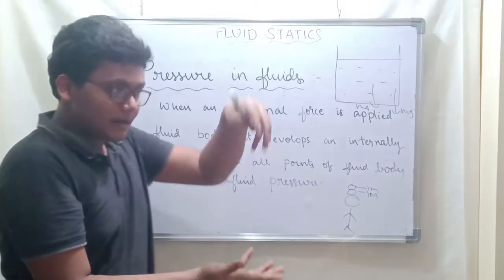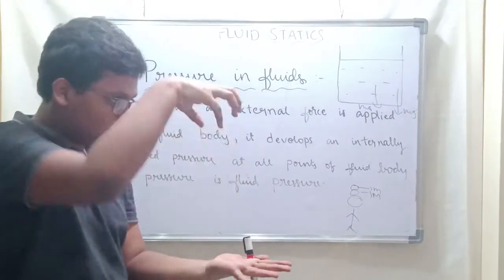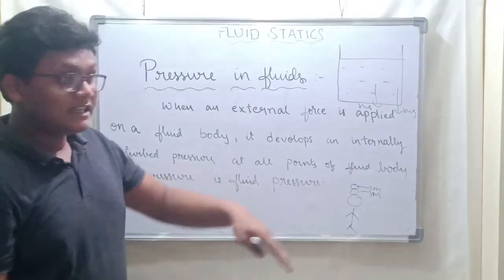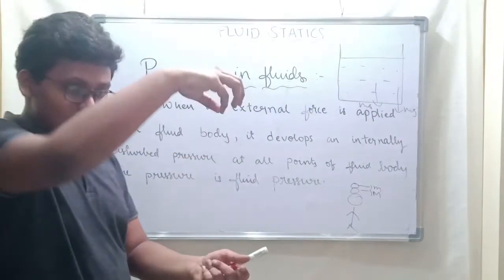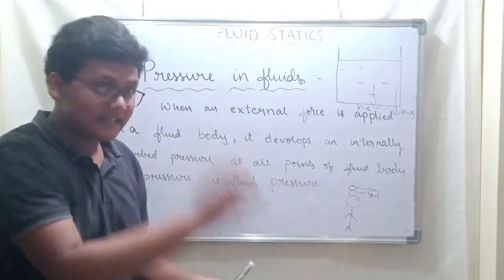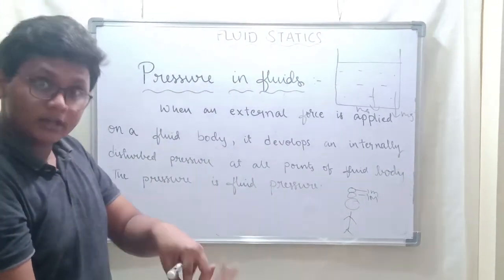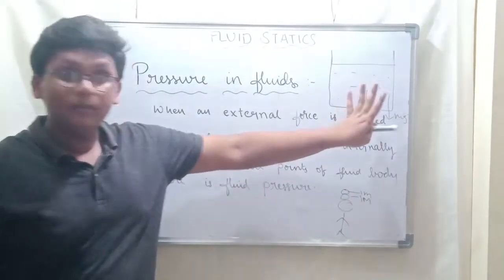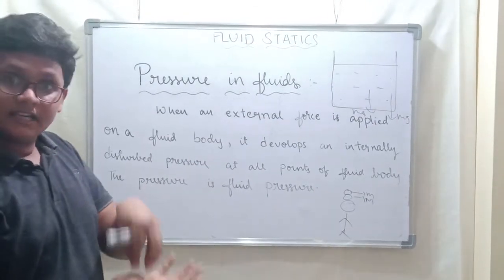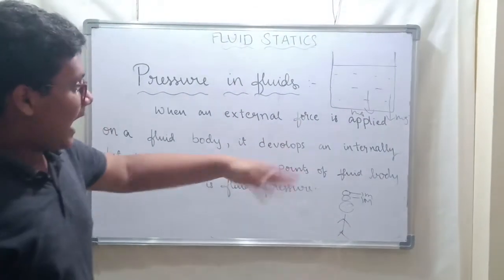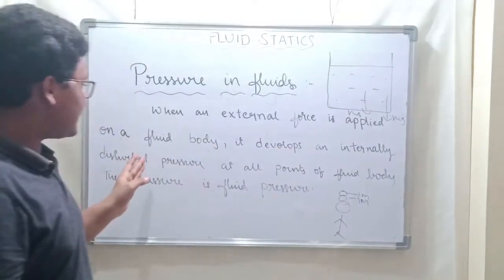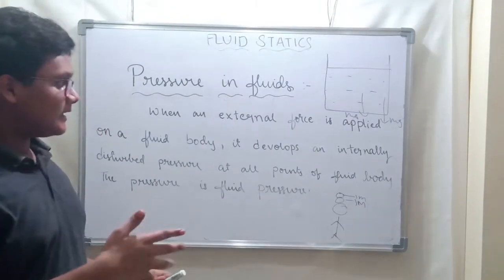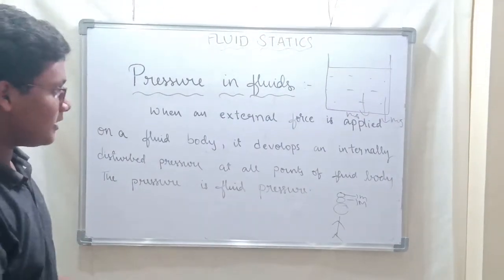At the bottom, the full pressure will be at the bottom, and that liquid will exert the pressure. When it is freely falling, like if we take a glass and it is freely falling, then that glass or the liquid does not exert pressure. So we can conclude that liquids exert pressure when they are at rest, and it develops an internally distributed pressure. That's the fluid pressure.